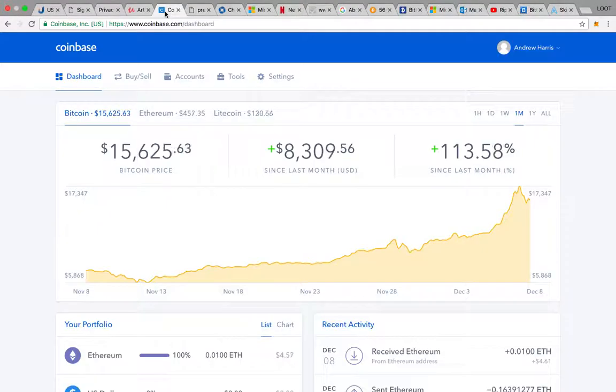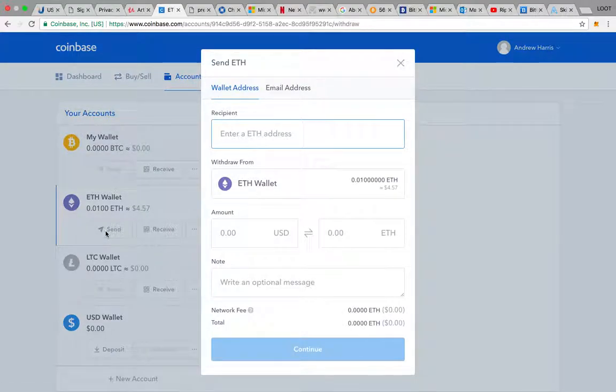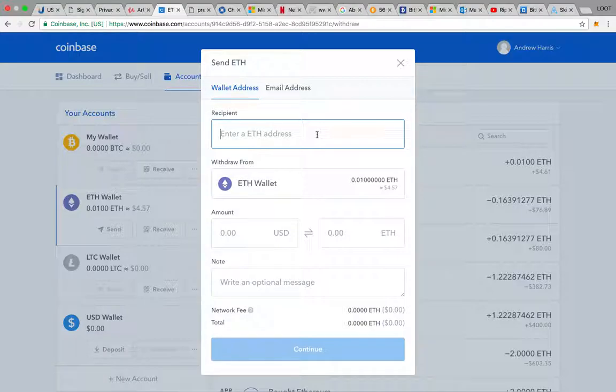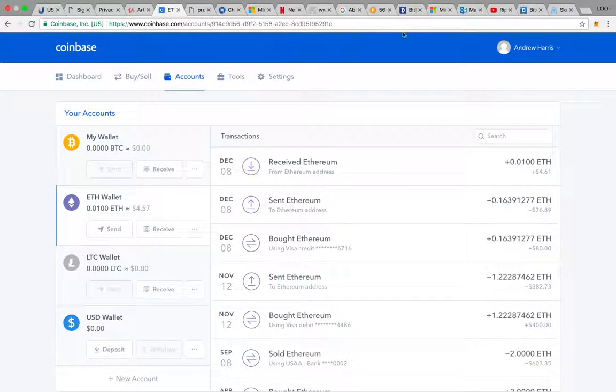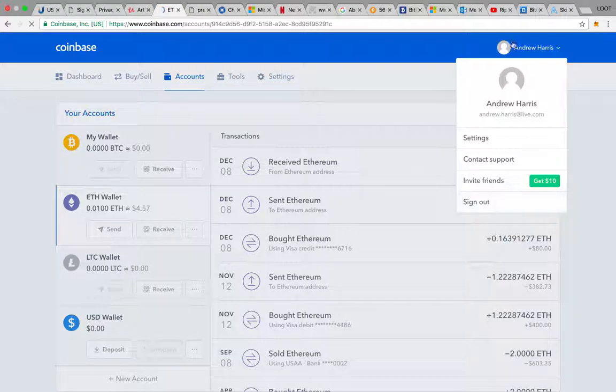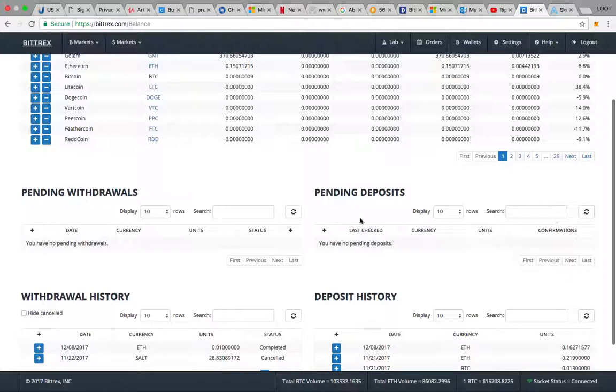come back to Coinbase, go to account, right here I have some Ether, go to send, right here it says enter the Ether address, copy and paste that address, send max, whatever you're gonna send. I've already sent Ether before, so I'm actually gonna leave this here for now. But then you're gonna hit continue, and then it's gonna confirm. Once it leaves Coinbase, it's going to come here and show up in pending deposits.